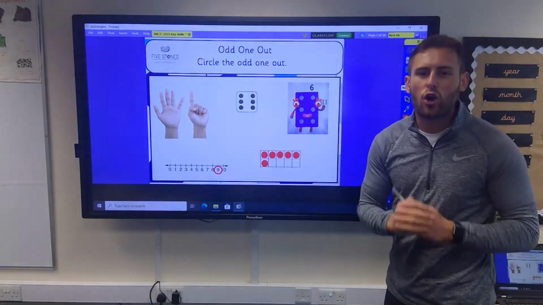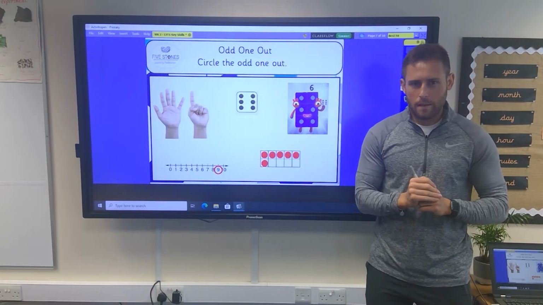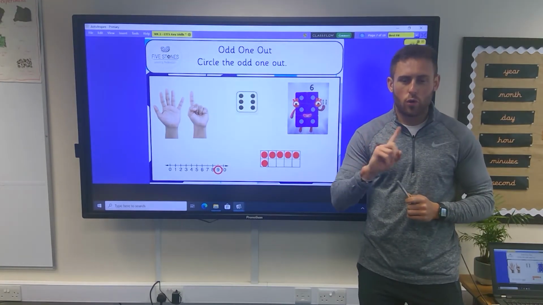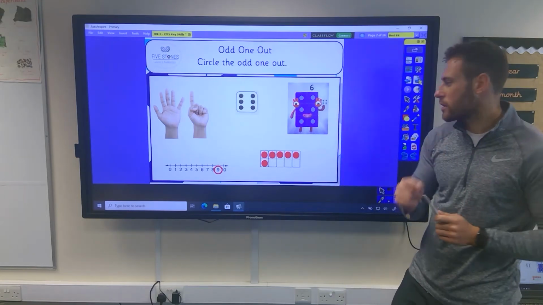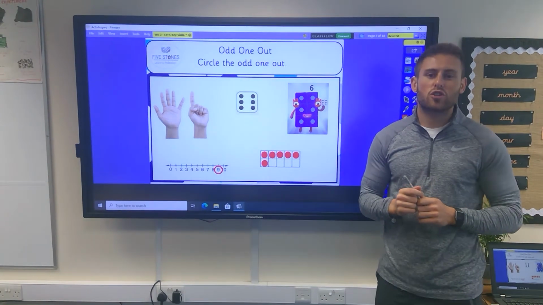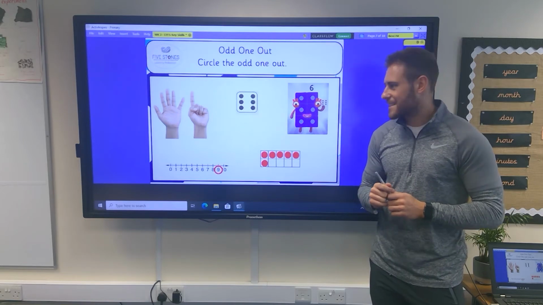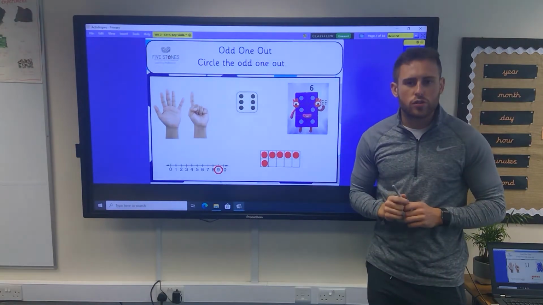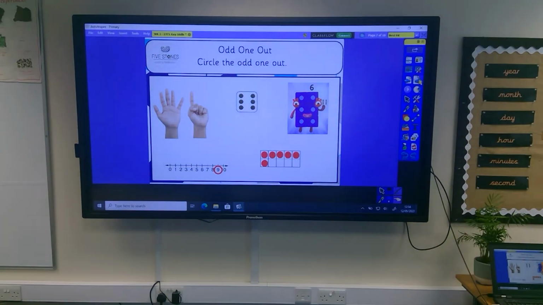Now, we have lots of ways to see the number 6. But one of these doesn't show the number 6. I need you to spot which one doesn't show the number 6. See if you can find my odd one out. Which one doesn't show the number 6? Off you go. Pause the video if you need more time.